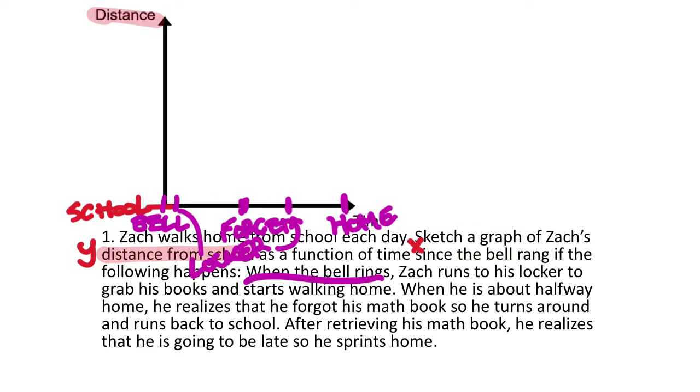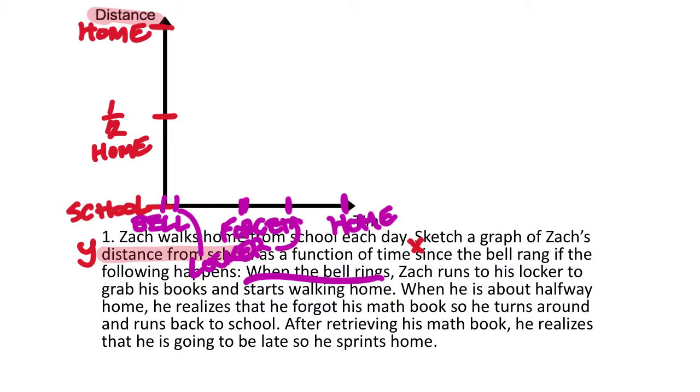So for distance, of course, the maximum distance would be when he gets home, right? Now, there's another one we should be aware of, and that's about halfway home. So I'm going to put that mark on there. And now this should be enough information to put this graph down, okay?